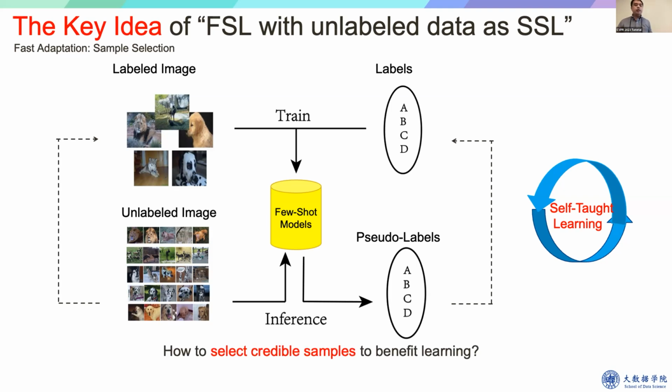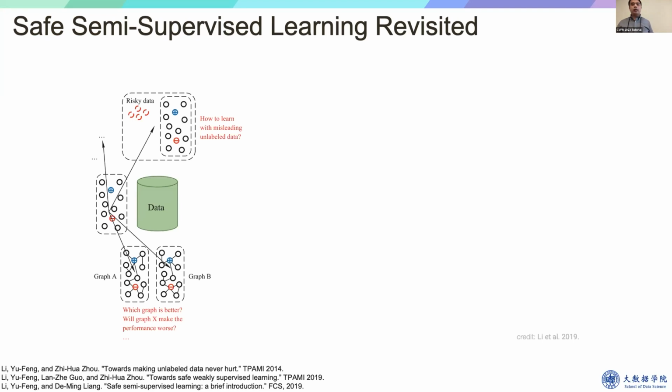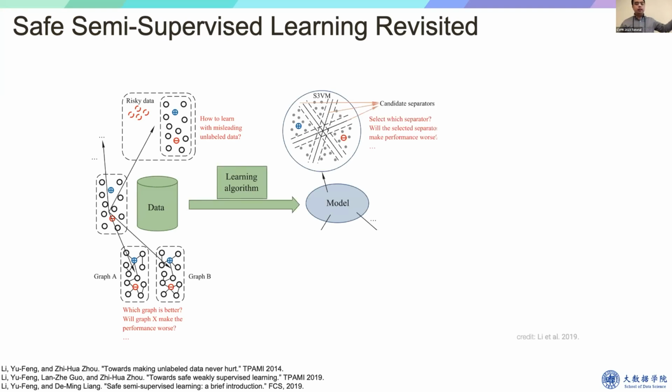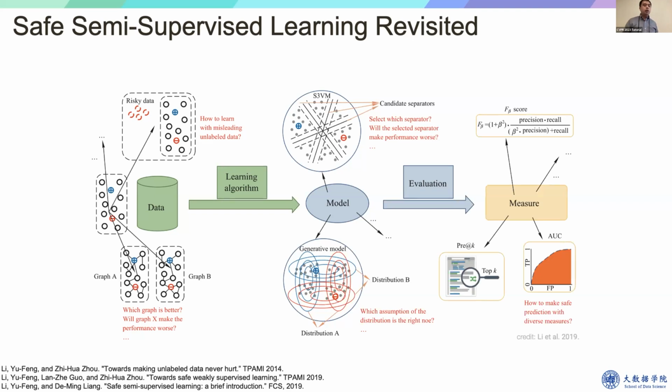And our core problem is how to ensure that the selection of pseudo labels is credible to benefit the learning. Safe semi-supervised learning aims to ensure the credibility of each component in the semi-supervised learning pipeline. Li Yufeng has done several very good works on this topic and motivates us to consider safe semi-supervised learning in few-shot learning. Generally, for a learning algorithm, we should consider credibility from the view of data quality, model uncertainty, and measure diversity. The unlabeled data is uncontrolled and may mislead the learning model, so we should be careful on how to model the data distribution. And for the learning model, we need to explore which separator is the best for discriminative models and decide which data distribution is better for generative models. And for the evaluation of the learning model, credibility requires a safe prediction with diverse measures.